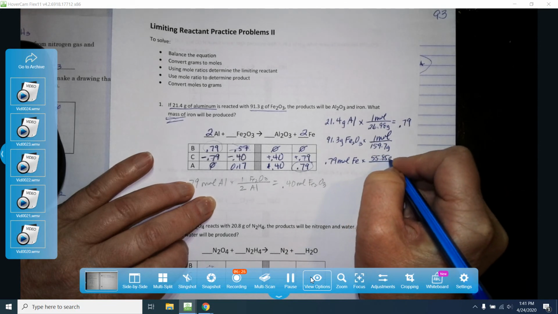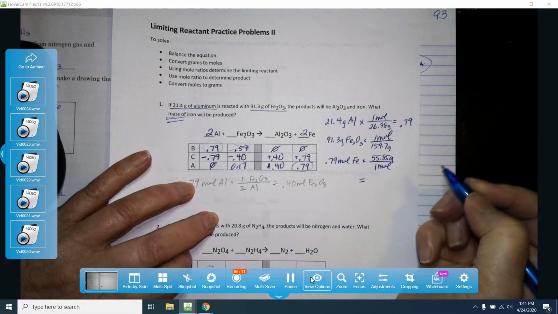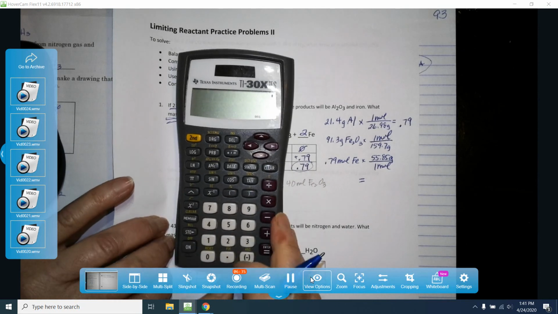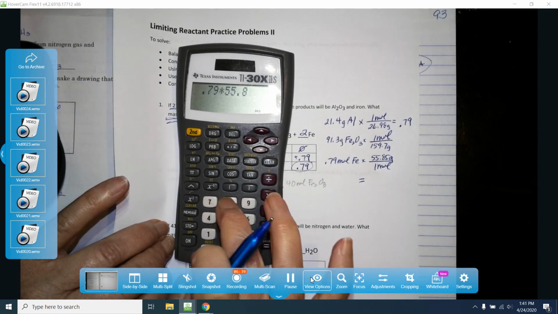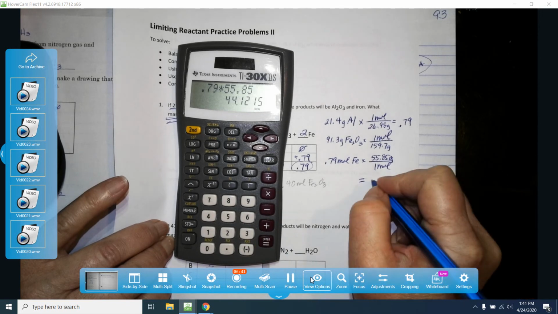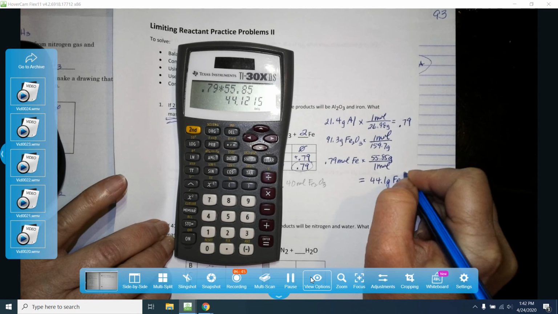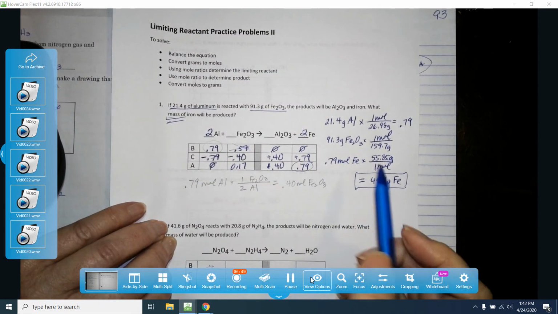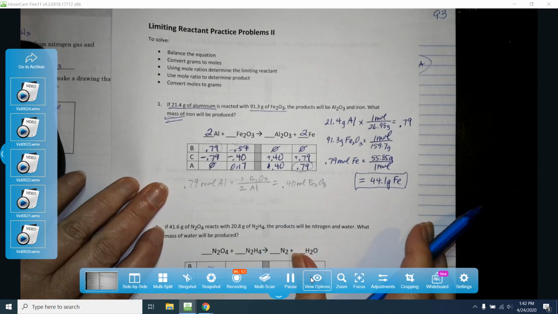That goes on the top. The 1 mole goes on the bottom. I'm going to multiply 0.79 times 55.85, and I get 44.1 grams of Fe. That's how you do limiting reactant problems.